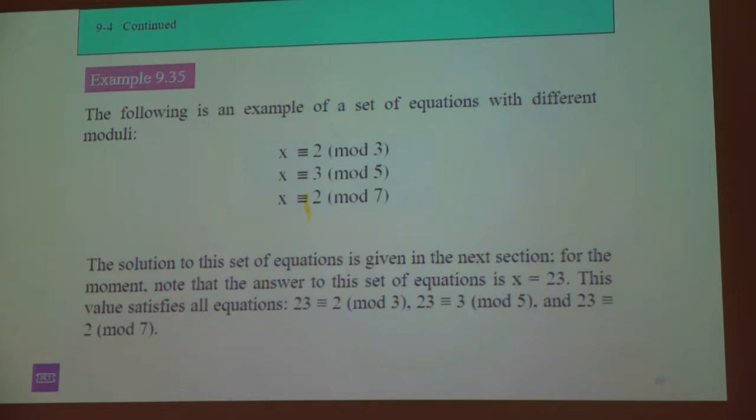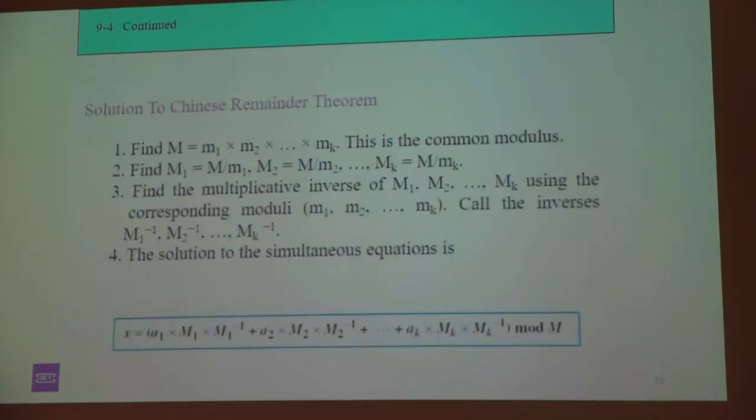23 modulo 3, how much? 2. 23 modulo 5? 3. 23 modulo 7? 2, right? So the answer is 23, alright? So how can we get this one?